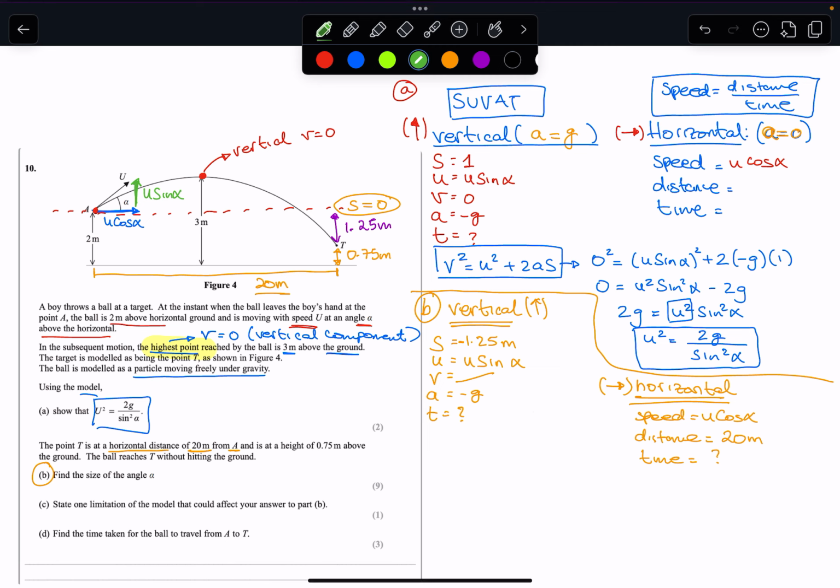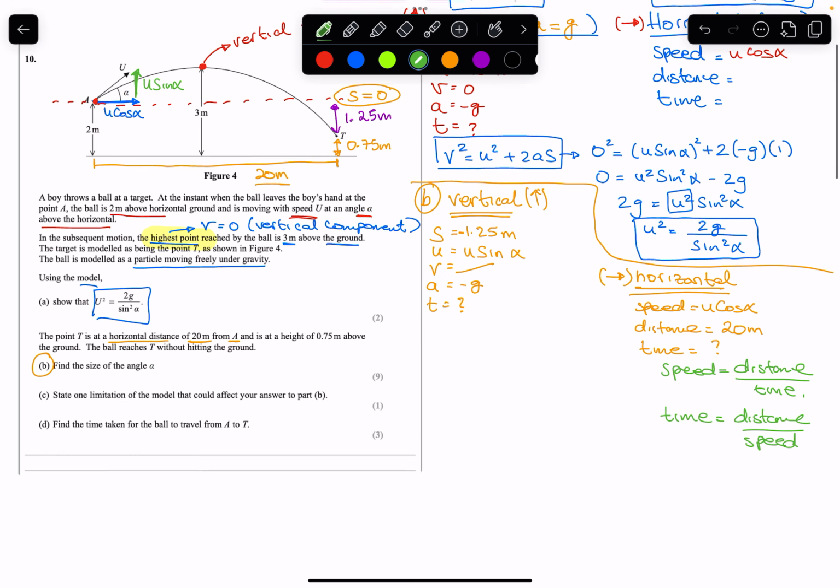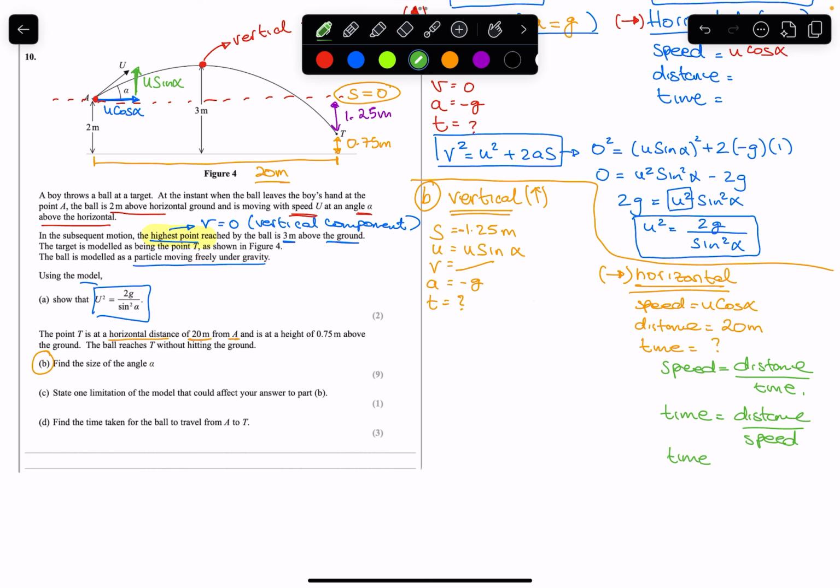So in this case, if I look at it horizontally, I know that speed equals distance over time, right? So I can make my time the subject. So my time becomes distance over speed. So if I'm trying to find my time, my time will become distance, which will be u cos, sorry, that's wrong. My distance is 20 divided by u cos alpha. So that's my time in this case that I can take on board.